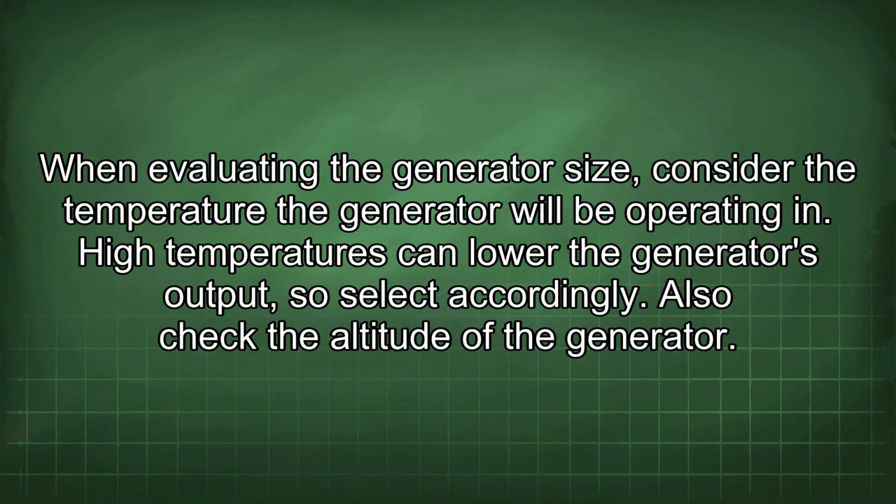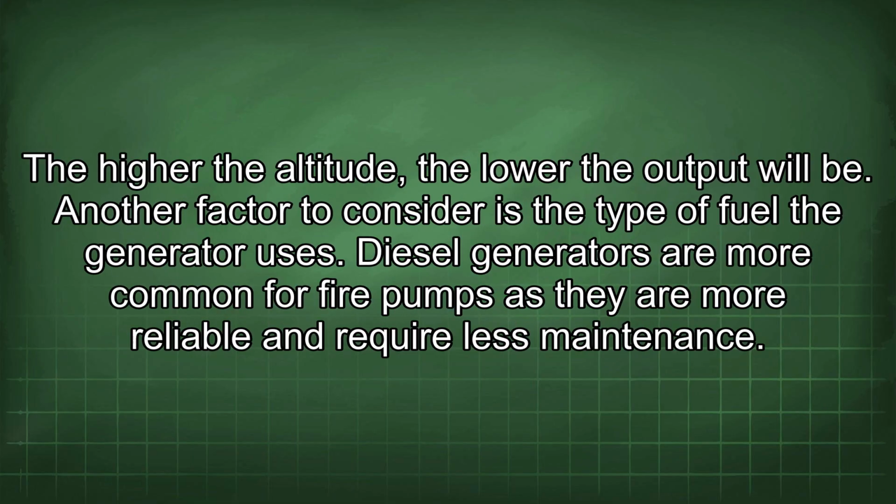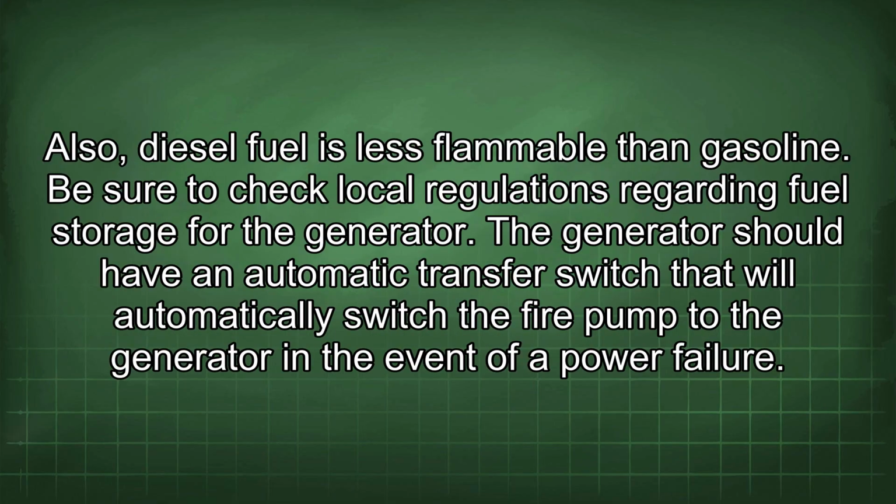When evaluating the generator size, consider the temperature the generator will be operating in. High temperatures can lower the generator's output, so select accordingly. Also check the altitude of the generator. The higher the altitude, the lower the output will be. Another factor to consider is the type of fuel the generator uses. Diesel generators are more common for fire pumps as they are more reliable and require less maintenance. Also, diesel fuel is less flammable than gasoline. Be sure to check local regulations regarding fuel storage for the generator.